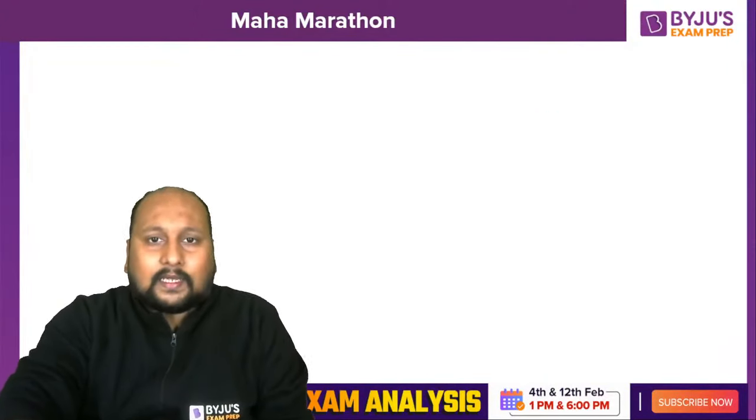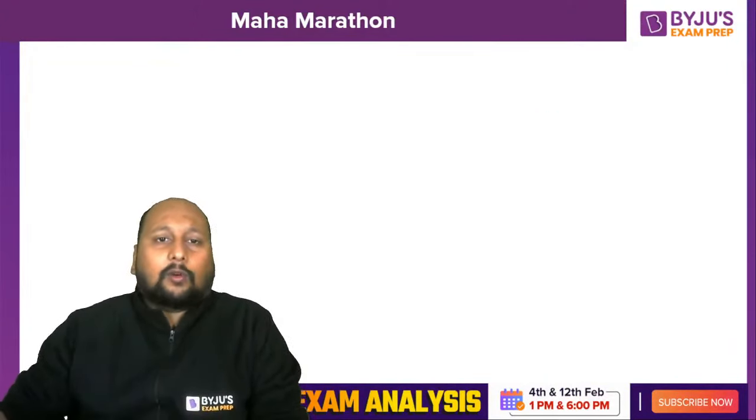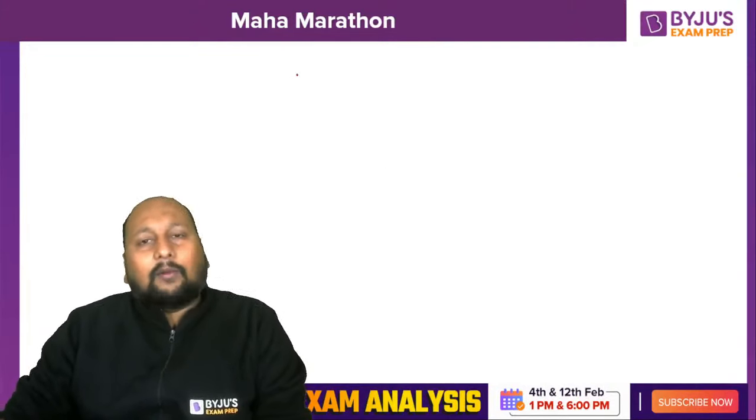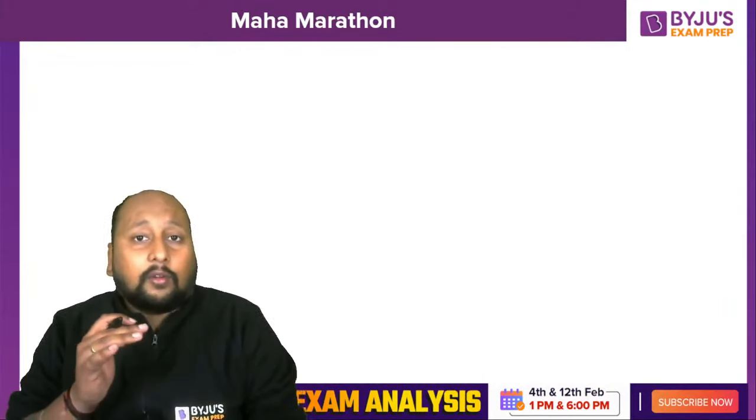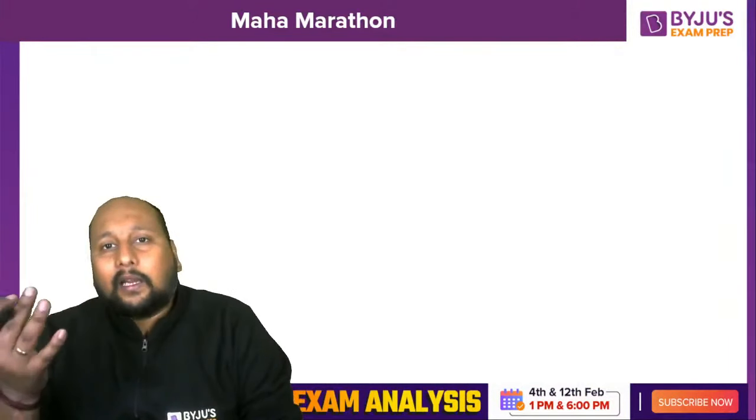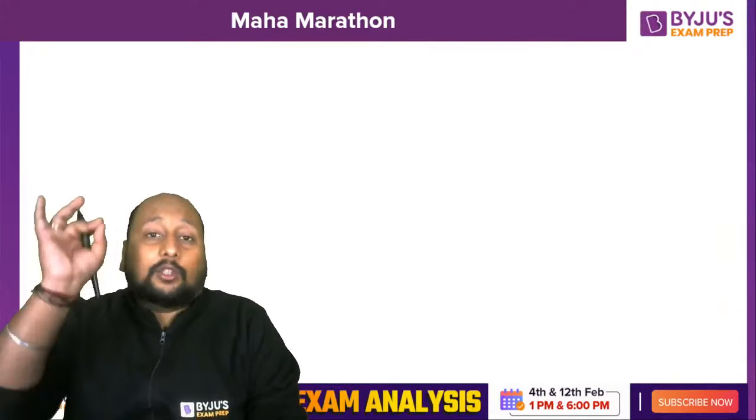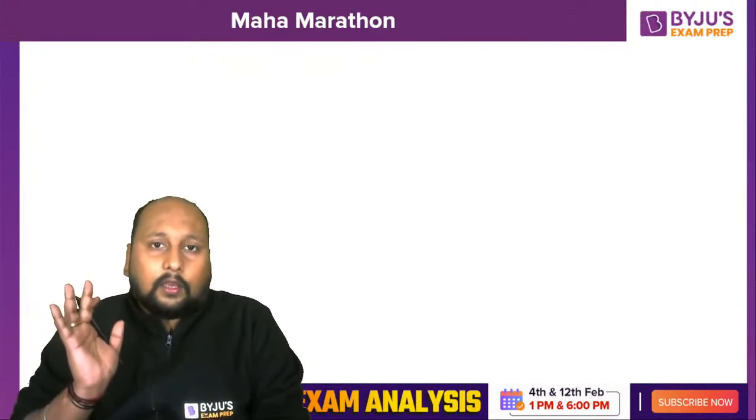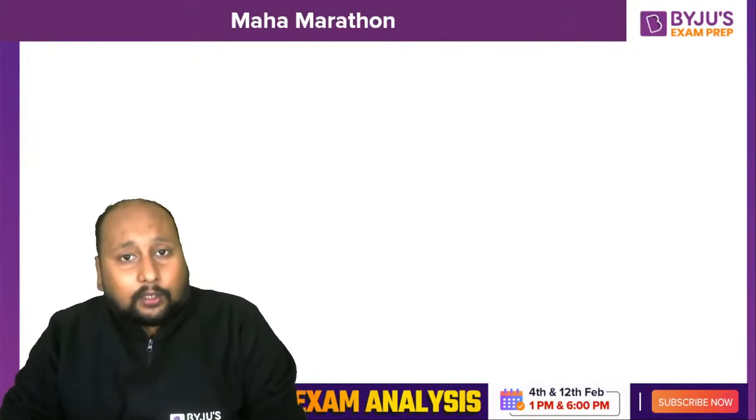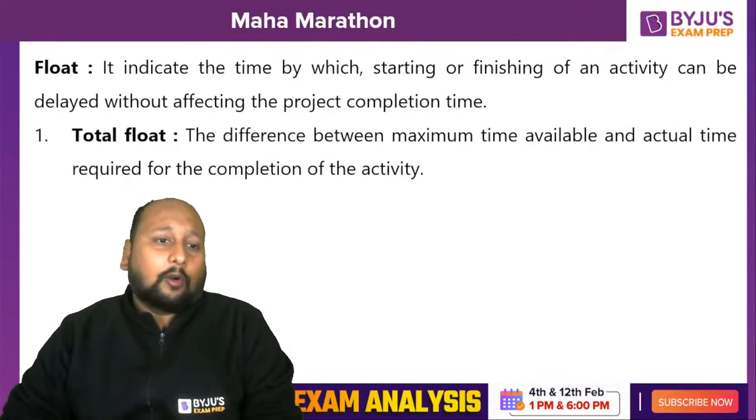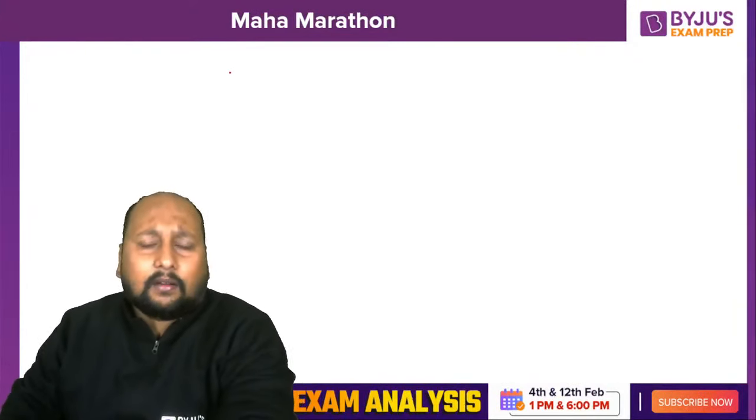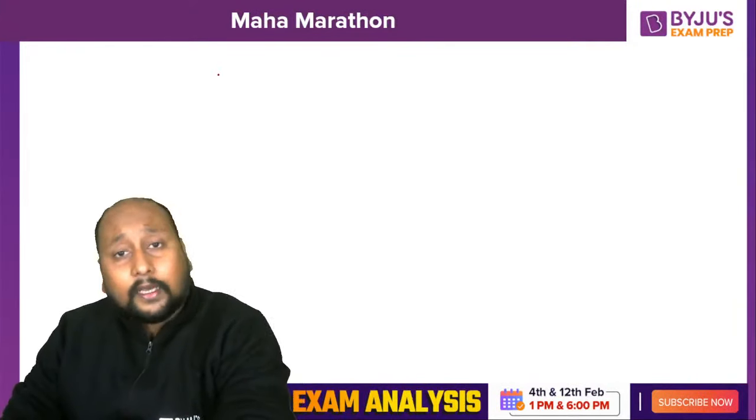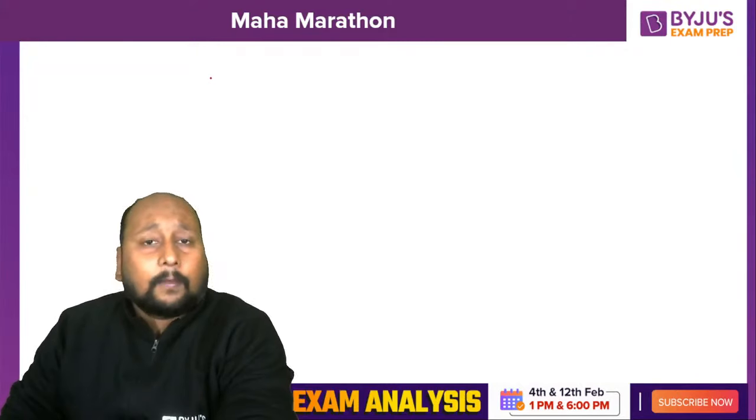So let us suppose I want to calculate the float. And what is a float? I hope everyone knows what a float is. It is basically the amount of duration by which an activity can be delayed without affecting the project completion time. This is what we call float. Now float is defined under 3 categories: total float, free float, and independent float.